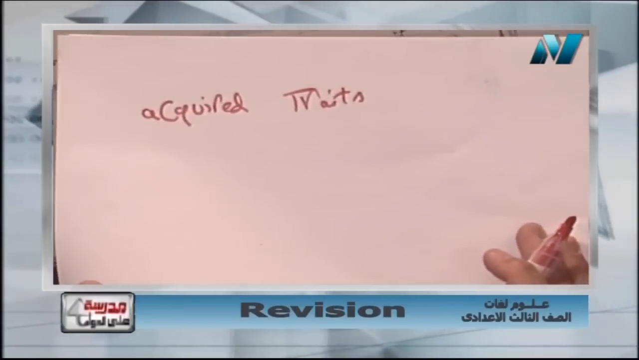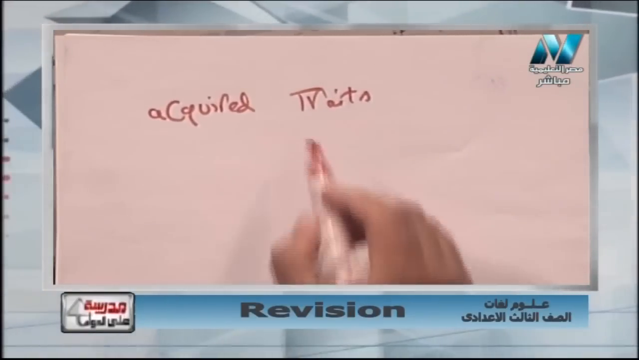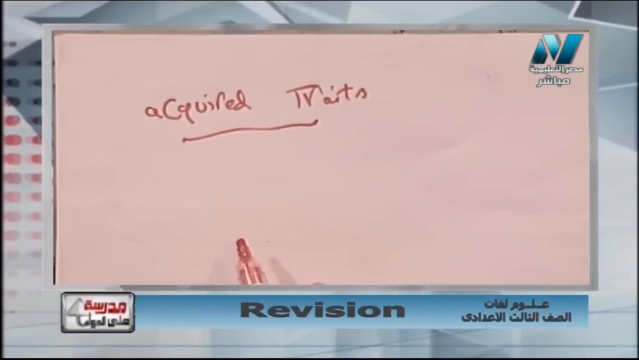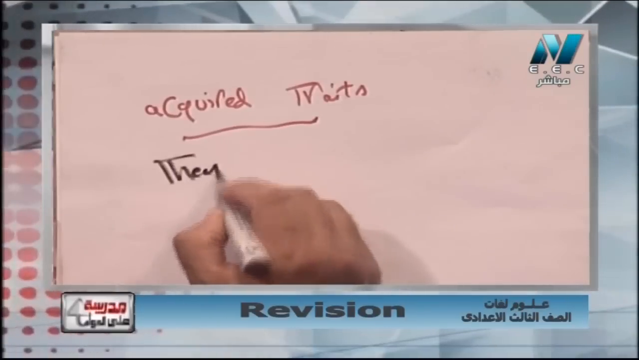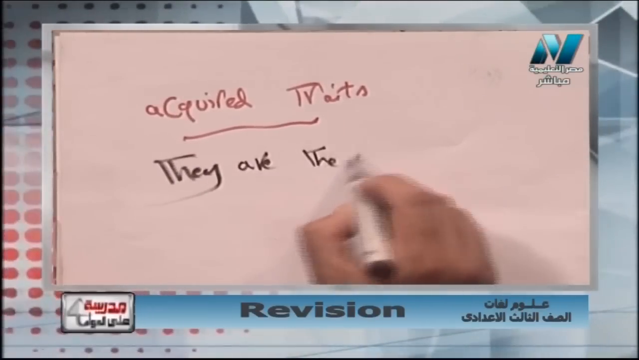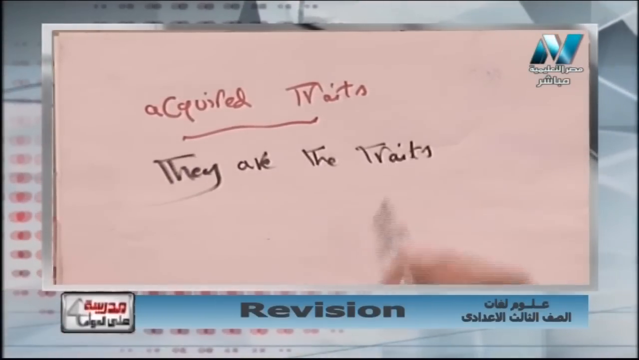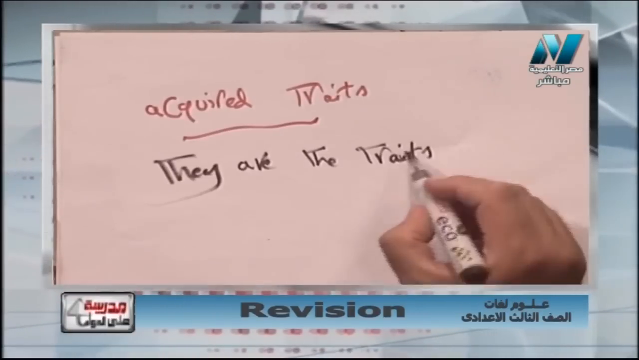An acquired trait is a trait I learn from the environment I live in. For example, language, riding bicycles, playing football, driving cars and so on. I don't inherit these traits from my father or mother; I learn them from the environment I live in. So I can say they are the traits. Are they transmitted from generation to generation? Of course not.